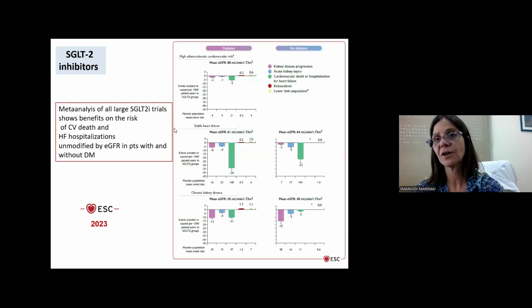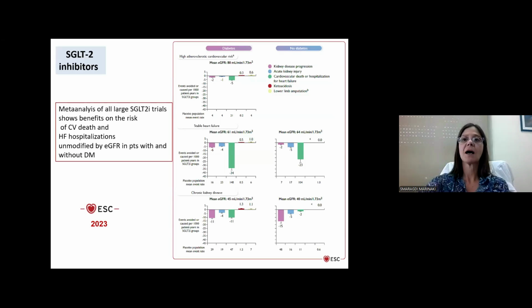We have a new category of anti-diabetic drugs, the SGLT2 inhibitors, and this is a meta-analysis of all large SGLT2 trials that shows benefits on the risk of CV death and heart failure hospitalizations, and also on progression of CKD. And this is unmodified by eGFR. As we can see here, the negative bars are events avoided, so the net effect is positive, and this also applies to diabetic and non-diabetic patients.